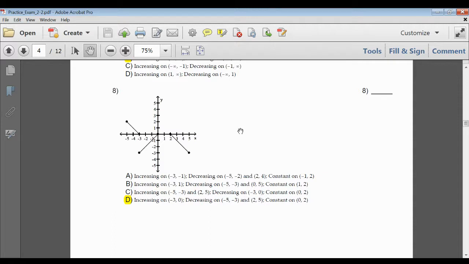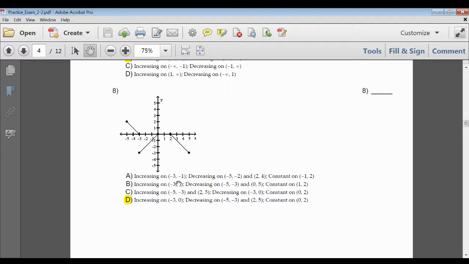Number eight, I'm looking at increasing, increasing, increasing. Once again, this function is only increasing in just one spot. So I would zero in on that, since all these start out with the word increasing. It starts increasing at -3 and it stops increasing at 0. So this is the only one that has that correct first increasing, the limits here from -3 to 0.